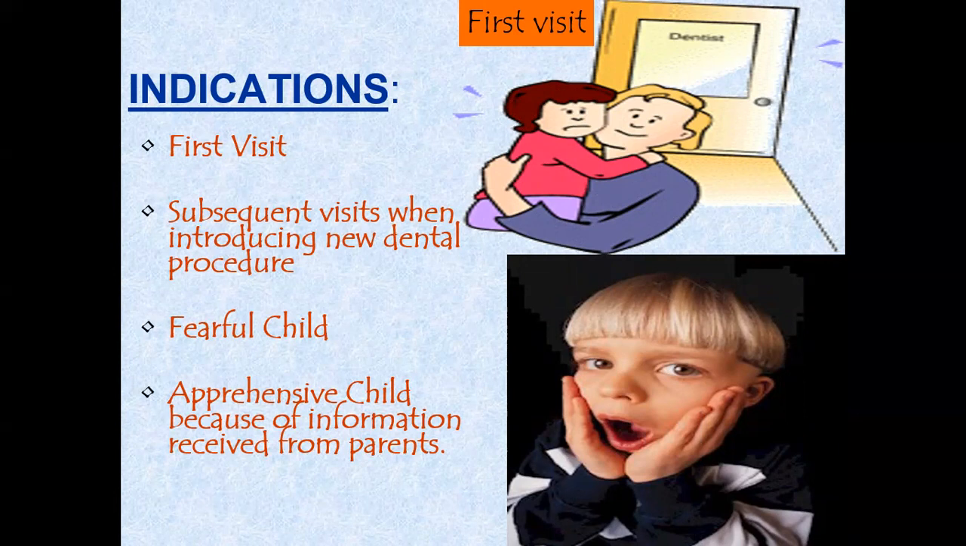I'm just going to the indications. Okay, indications of systemic desensitization: during the first visit, and in subsequent visits when you are introducing a new dental procedure, because the first dental procedure you would have shown him, he would have understood what procedures you are going to do, and you would have already done it. So when you are doing a newer procedure, again you need to do the same. It can be done for the fearful child, and the apprehensive child because of the information received from the parents. So these are the indications of systemic desensitization.